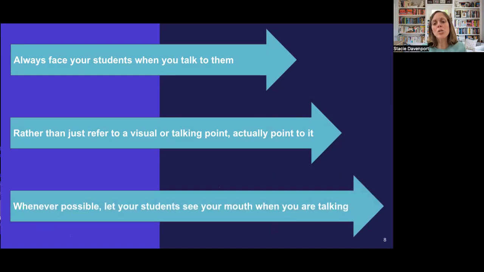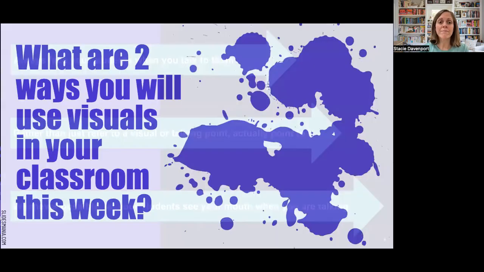Whenever possible, let your students see your mouth when you're talking. I know that with COVID, and any other time that we might have to wear a mask. But when teachers have worn a mask for so long, the students did not get to see their mouth move. And for English language learners, seeing the mouth of their teachers is so important. It is key to understanding this language. And so as much as possible, let your students see your mouth when you're talking, because it will make a huge difference for their understanding.